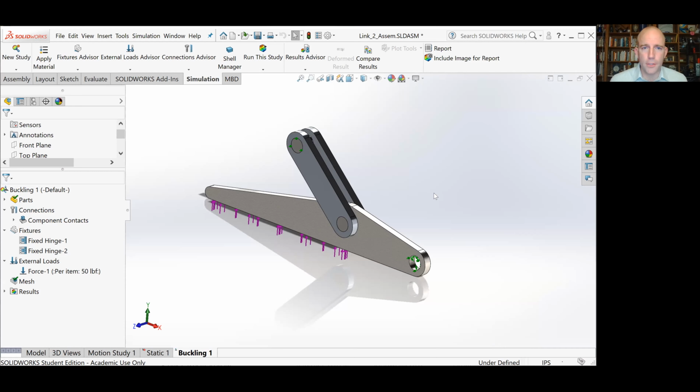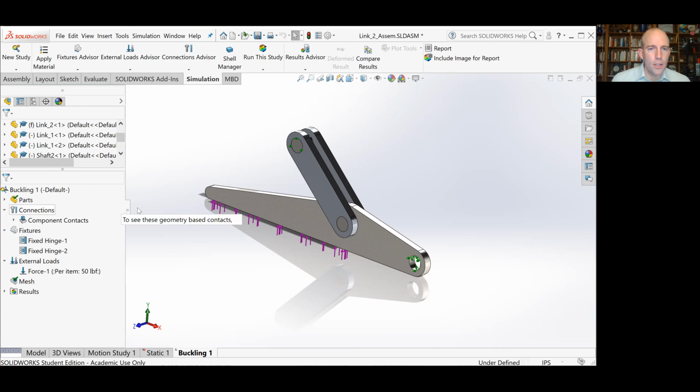So here we've used a very similar setup as we used to analyze the stress of this assembly. We've got this component up here subject to a fixed hinge. We've got a fixed hinge down on this hole, and then we have a distributed force along this surface of link 2 to represent the force from the fingers.